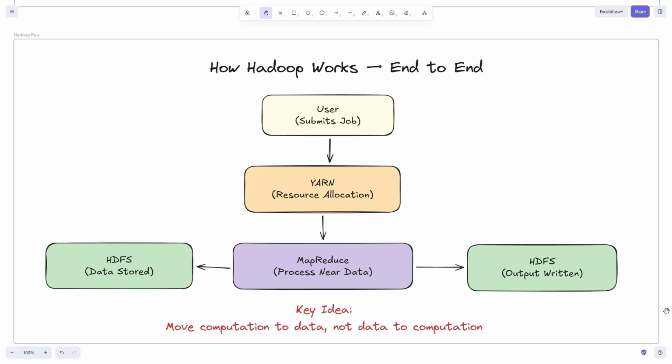During execution, tasks read data from HDFS. Hadoop follows the principle of data locality, meaning tasks are scheduled close to where data is stored. This reduces network overhead and improves performance. After processing is complete, the results are written back to HDFS. Once the job finishes, the application master releases the resources. This is the complete end-to-end flow of a Hadoop job.